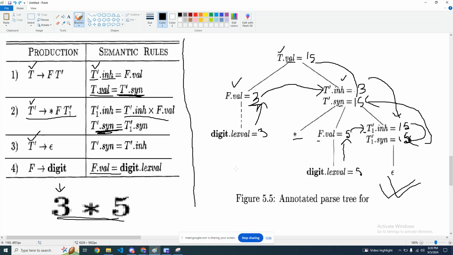Okay, any questions from this part? So you might be asked how to draw the dependency graph of 3 into 3 into 3, right? That is also able to be generated from this SDD, right? So you need to practice this at home. Okay, any questions?